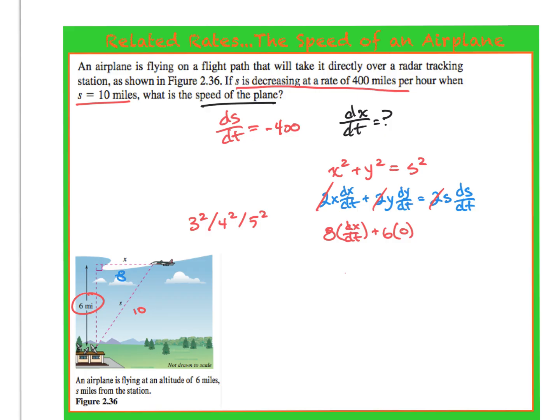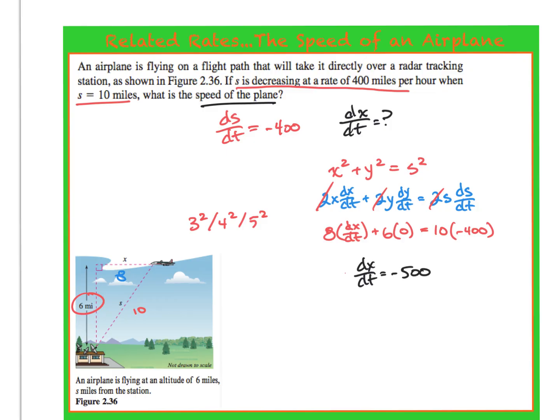All right, and so if it were negative, which way would it be going? Down. If it were positive, the plane would be moving up. All right, but in this case it was 0. Is equal to, my s is what? 10. And ds dt is what? Negative 400. And so now we just have to do a little bit of math. So 10 times negative 400 is negative 4,000. We divide that by 8. So we get dx dt is equal to, not 500, but negative 500.